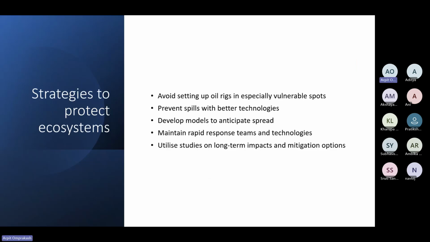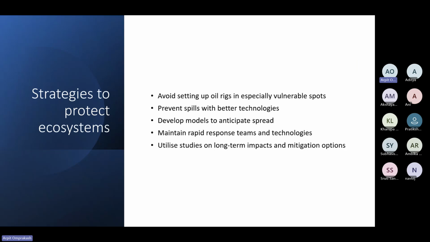So, what are some strategies to protect ecosystems from oil spills? The first thing is avoid setting up oil rigs in especially vulnerable spots. So places where it might leak or places where there might be a lot of biodiversity that is getting affected by it. Prevent spills with better technologies. Develop models to anticipate spread.